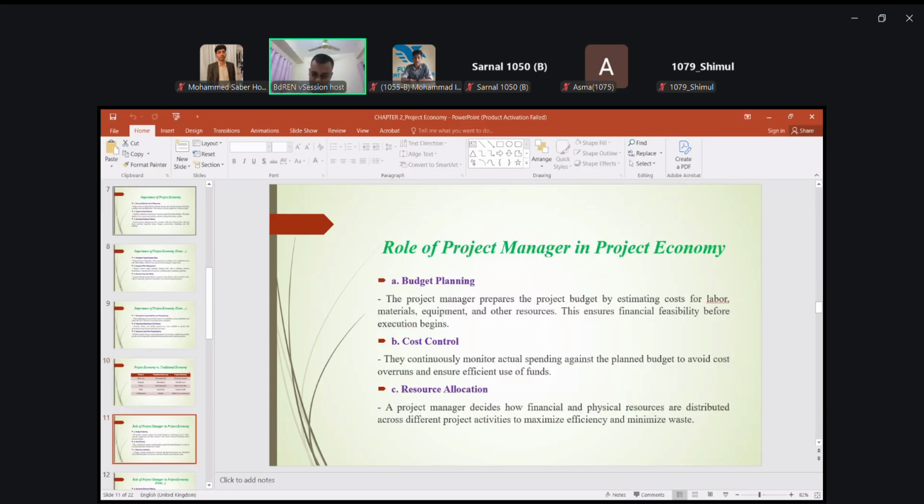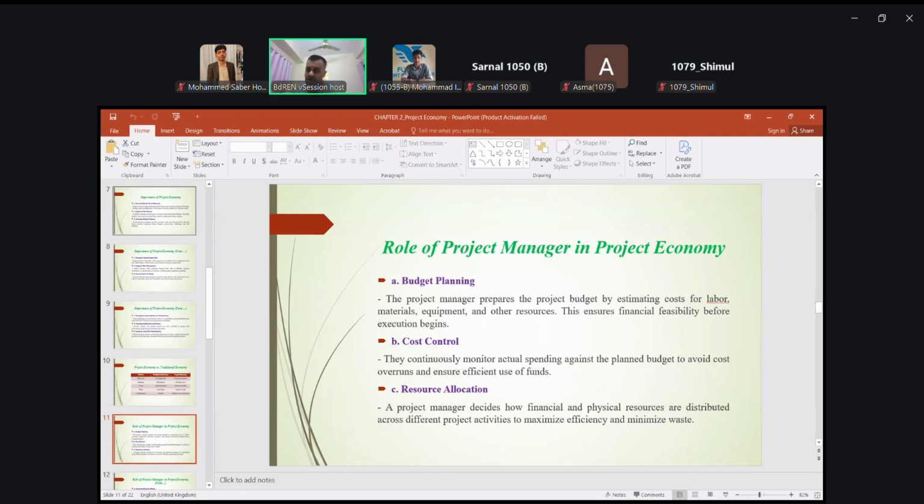Then we're talking about the topic, role of project manager in a project economy. So what are the roles of project manager in project economy? The role is budget planning. The project manager prepares the project budget by estimating cost for labor, materials, equipment, and other resources. This ensures financial feasibility before execution begins.